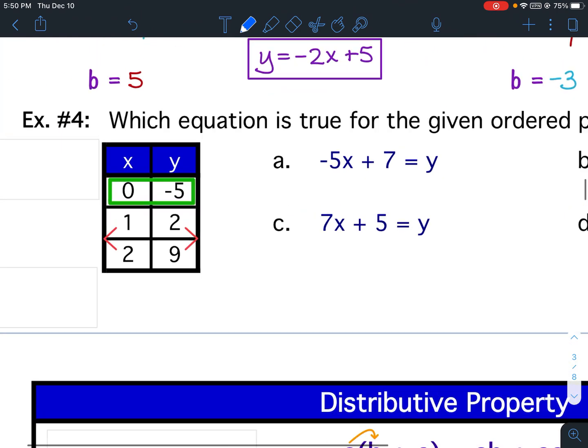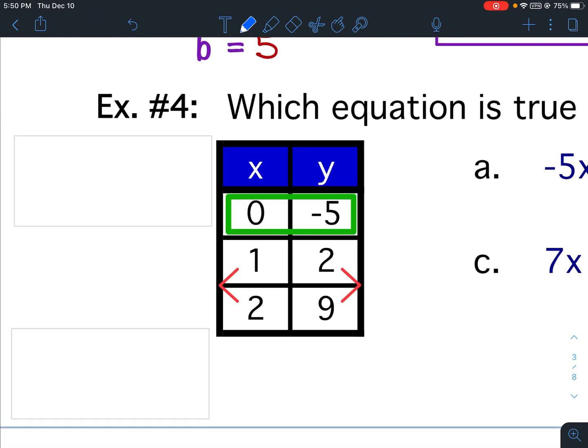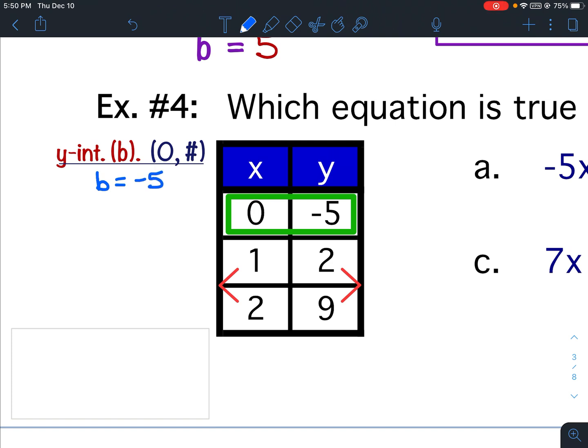All right, over here. So I went ahead and I boxed the 0, negative 5 because I found where x is 0, extremely helpful. So I know that my y-intercept is 0, then the number. So in other words, b equals negative 5. Again, b equals negative 5. I got that because where x is 0, then the y value, this right over here, is my y-intercept. Okay, so I found b.